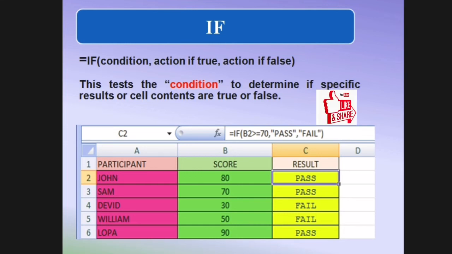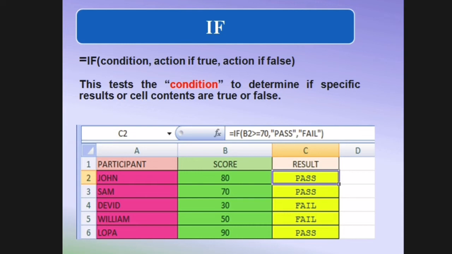This is the syntax: IF, then in brackets the condition, true statement, and then false statement. It will check the condition and then determine the result. Here the condition is if B2, it means the score, is greater than or equal to 70, then the result of the participant will be pass. Otherwise, if cell B2, the score, is less than 70, then the result will be fail. So this is a very important function.